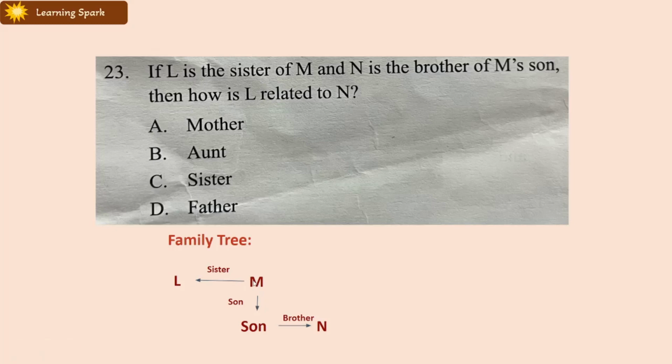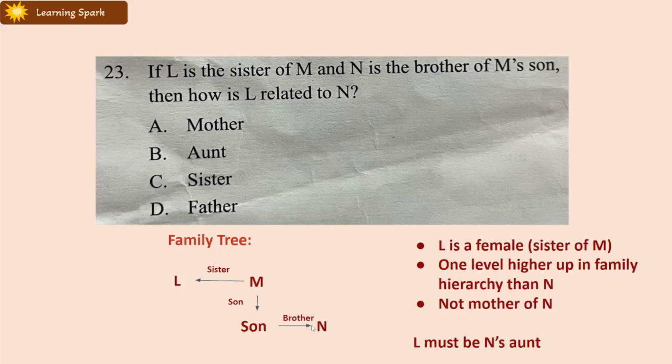So L is M's sister, and it is written that N is the brother of M's son. N is the brother of M's son. So M has a son and N is the brother of that son. Okay. Now we have to find out the relationship between L and N. Now let's notice some of the things. First of all, L is a female, okay, because she's a sister of M. So father, this answer is not possible. Father is not possible.